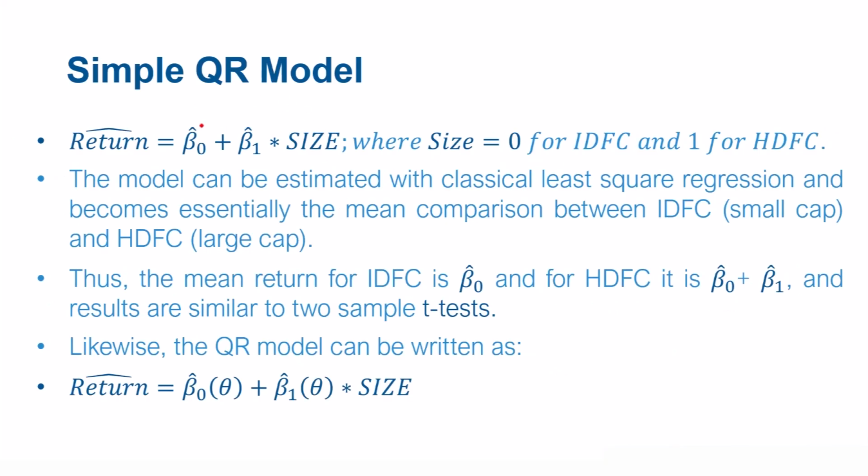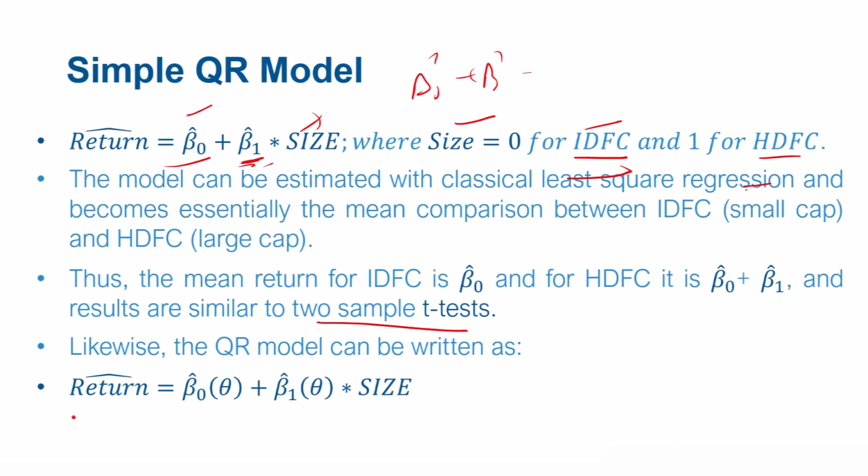For example, beta naught will be the mean of the IDFC variable, when size is 0, and it will represent the mean return of IDFC. When size is 1, the value beta naught hat plus beta 1 hat will represent the mean return of HDFC. So effectively, beta 1 hat represents the difference between IDFC and HDFC, whether that is statistically significant or not. The results are very similar to a two sample t-test, where you get the mean of IDFC returns as beta naught hat, the mean of HDFC returns as beta naught hat plus beta 1 hat, and their difference, which is beta 1 hat.